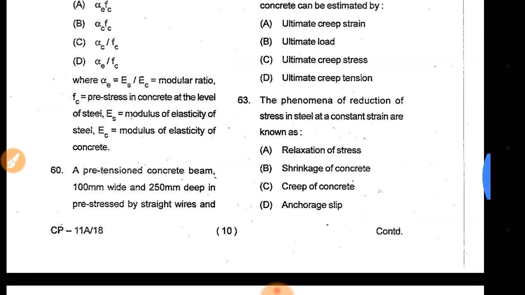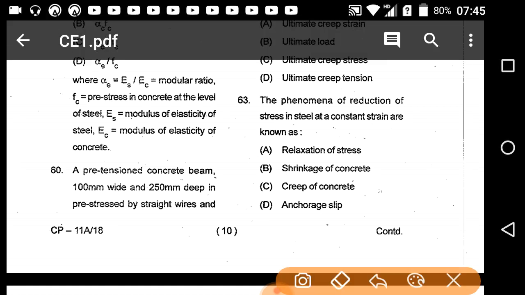Next question. The phenomenon of reduction of stress in steel at a constant strain is known as: relaxation of stress, shrinkage of concrete, creep of concrete, anchorage slip. Option A will be the correct answer, that is relaxation of stress.